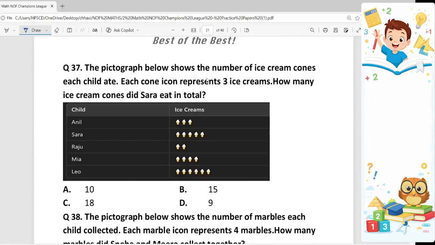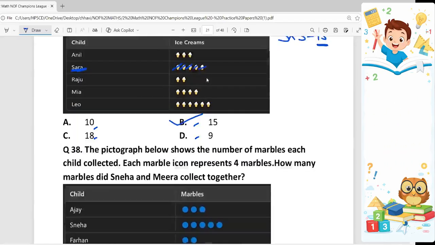37th one. The pictograph below shows the number of ice cream cones each child ate. Each cone icon represents 3 ice creams. How many ice cream cones did Sarah eat in total? Where is Sarah? Sarah is here. 1, 2, 3, 4 and 5. 5 cones and each represents 3 ice creams. So into 3, that means 15. So Sarah ate 15 ice creams. Options are 10, 15, 18 and 9. So correct one is option B, 15.